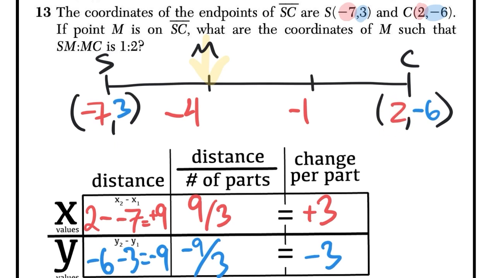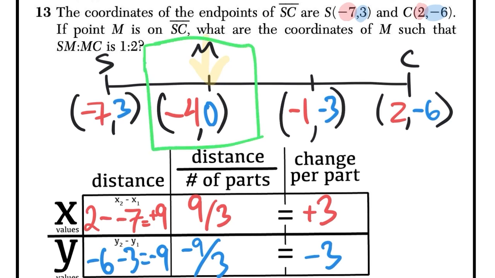Amazing. Let's see if this works out for the y values as well. So we're going to start with 3. And so 3 minus 3 is going to be what? It's going to be 0, of course. What's 0 minus 3? 0 minus 3 is going to be -3. And then -3 minus 3 is going to be -6. And you know what, ladies and gentlemen, this checks out. And did we figure out our answer? We sure did. The correct answer is -4, 0.